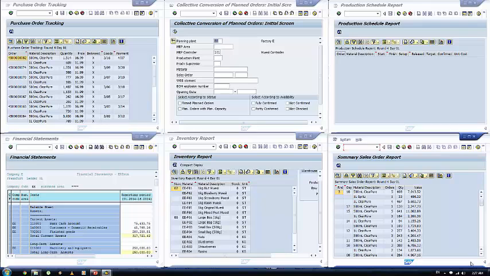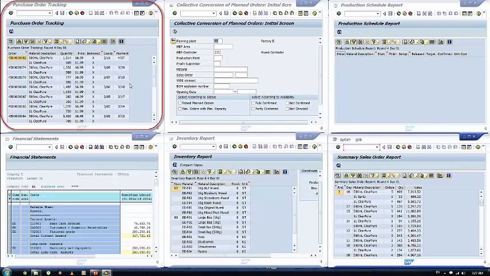In order to keep this wide strategic view of our company's operations, I used a dashboard of 6 SAP transaction screens. The first screen up here, top left, was the purchase order tracking screen, which I would use to keep a view on when our raw materials were coming in so that I could schedule production.